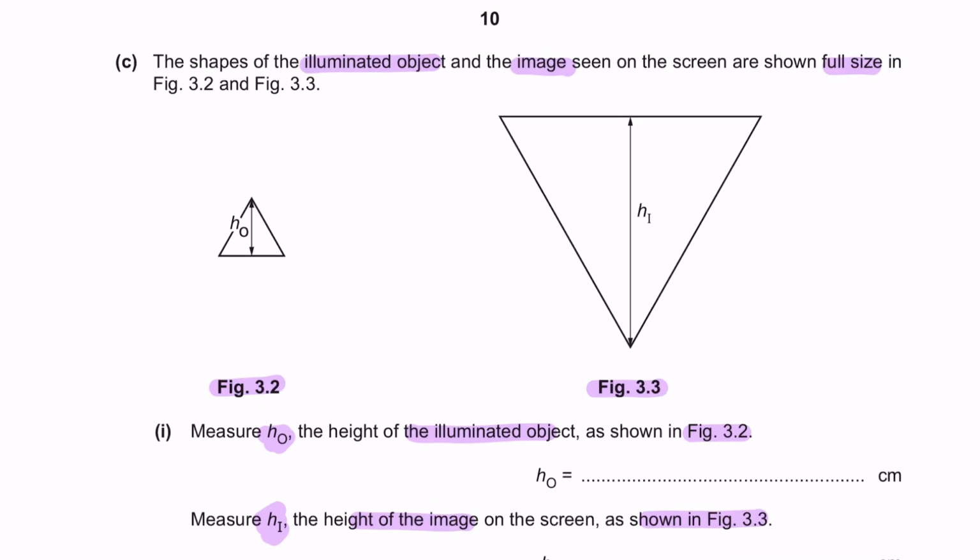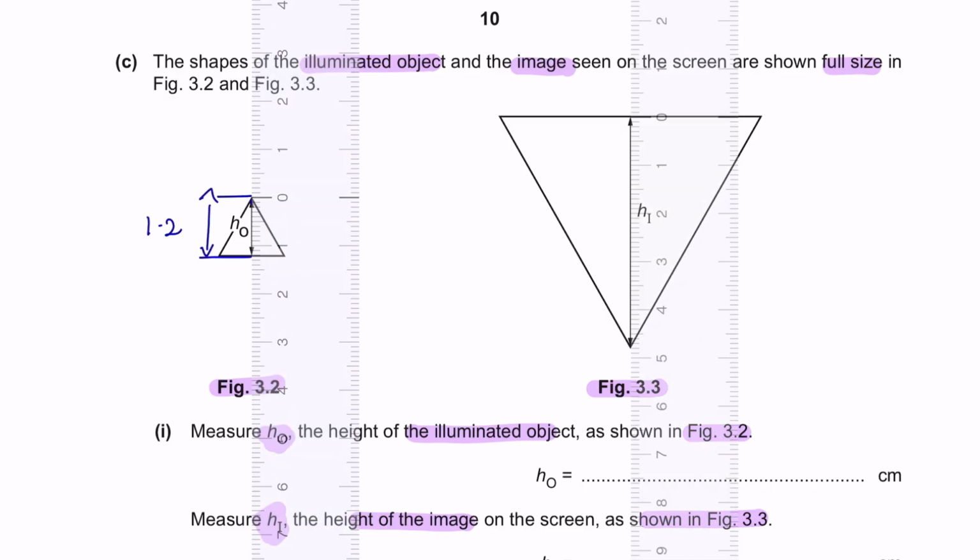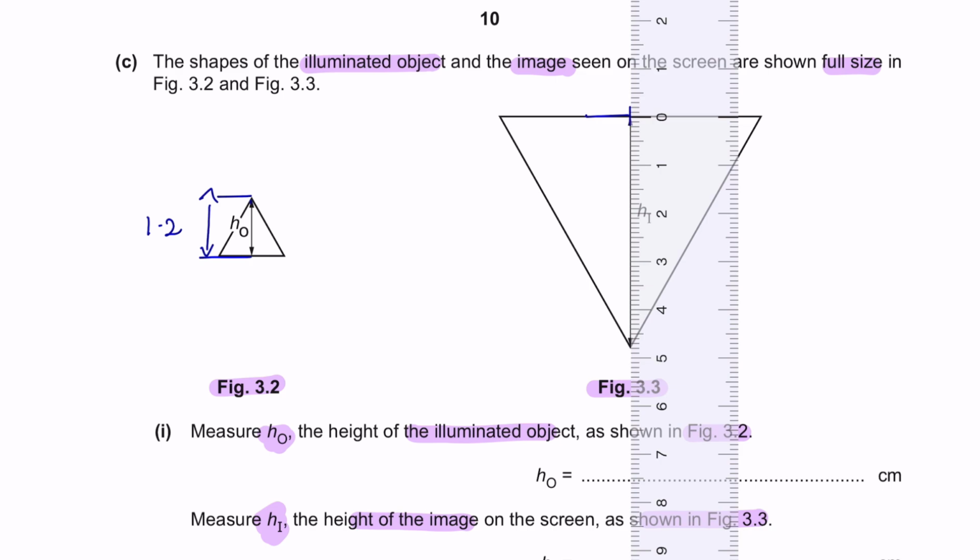To do this is very simple. Again, we're just going to use the ruler. Just place your ruler accordingly from the top to the bottom, and I got a reading of 1.2. And as for the image, make sure to start at 0 centimeters until the tip here, which is at 4.8.